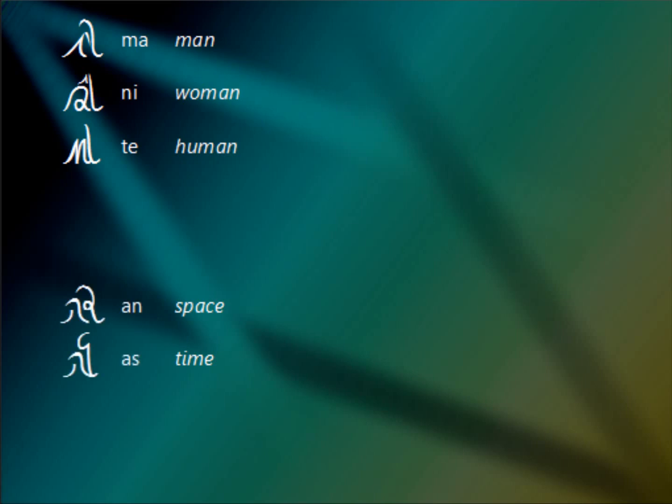Ma, man. Ni, woman. Te, human. In later chapters, we'll still get back to the triad of ma, ni, and te: male, female, human. Two roots that have already made their appearance are the roots for space and time, an and as, respectively. Ka means number, countable, or unit.